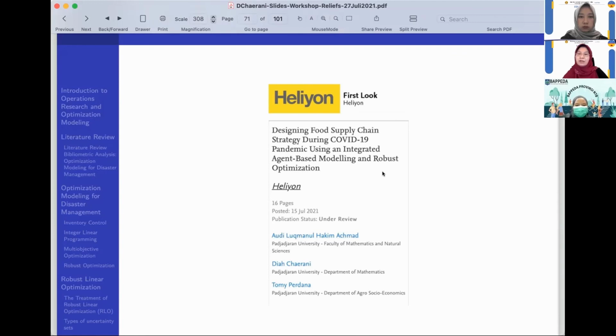Ini ada paper kami yang terkini. Posisinya masih under review di Heliyon. Penulis pertamanya Audi, kemudian saya dan Pak Tommy. Kami cukup berbahagia juga karena ini sudah lolos di meja editor dan sedang under review.